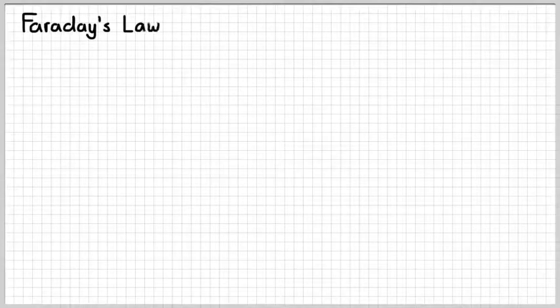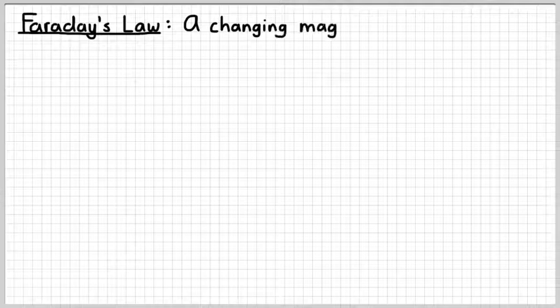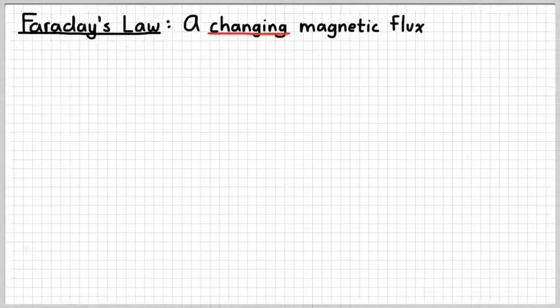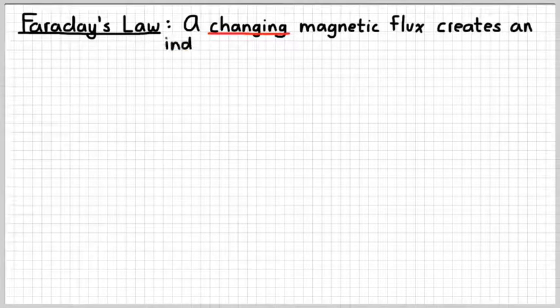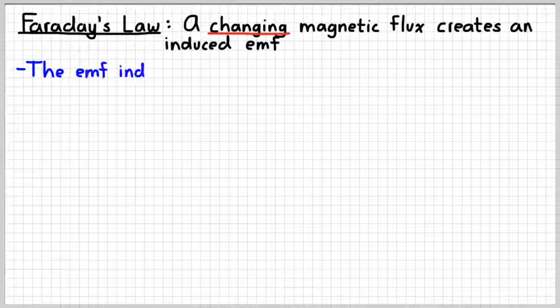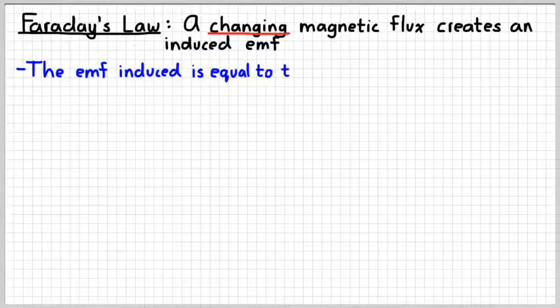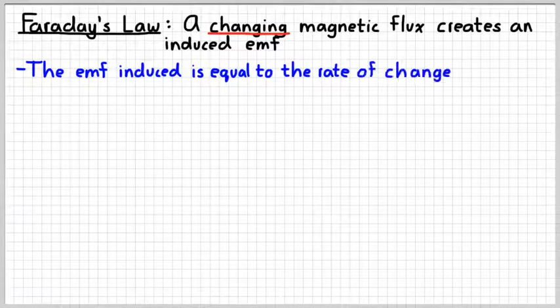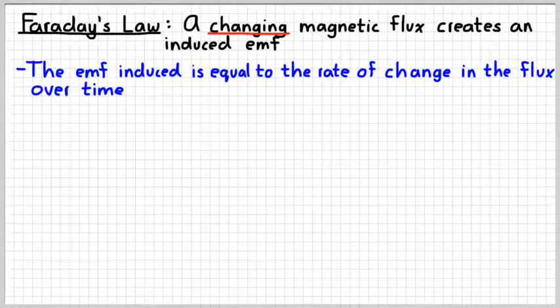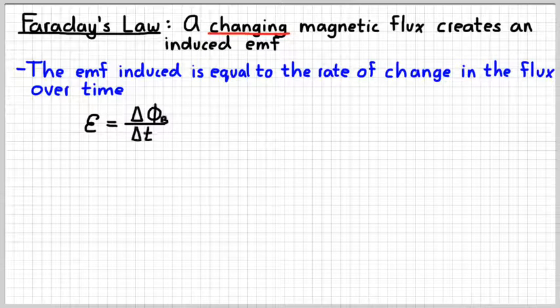Okay, so back to stuff you'd want to jot down. Faraday's law basically says that a changing magnetic flux, so when the flux is changing, you will get an induced EMF in a coil of wire. Furthermore, he states that the EMF induced is equal to how quickly the flux is changing with respect to time. And so we can say that the induced EMF equals the change in flux over the change in time.